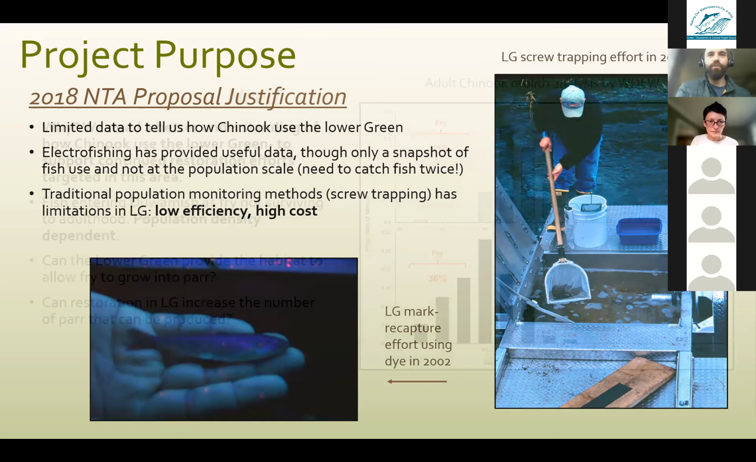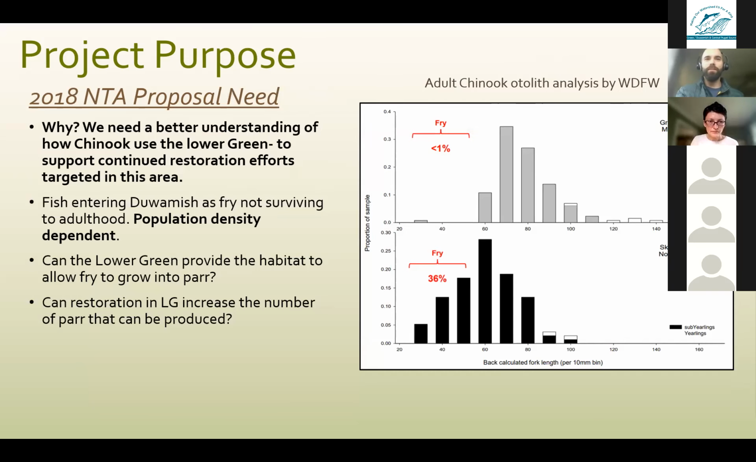And the reason why we pitched this, why we really needed this type of study, was because we're doing a lot of restoration in the lower Green. And yet, like I mentioned, it's still a gray area for us. We really don't know if the fish are using this. So with as hard as it is for us to get the money for restoration, it is really important for us to spend it in the most effective way possible. And that was really the big pitch for this.